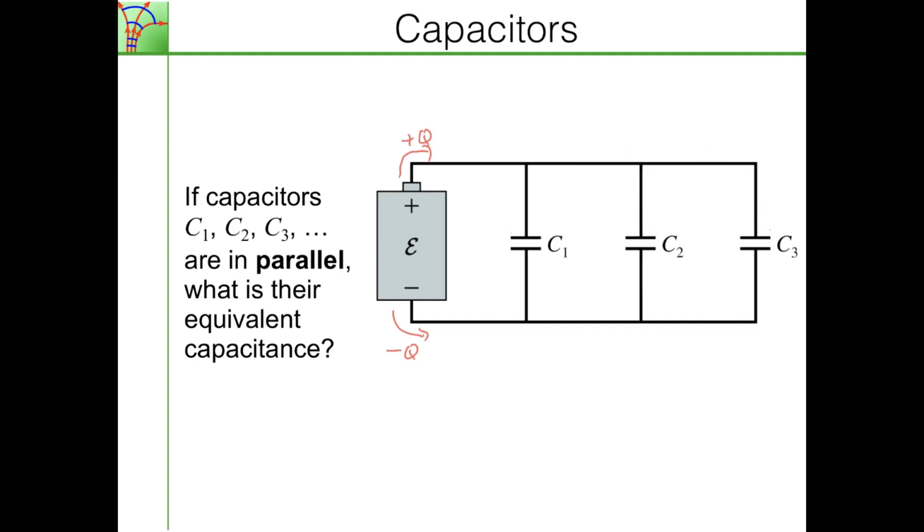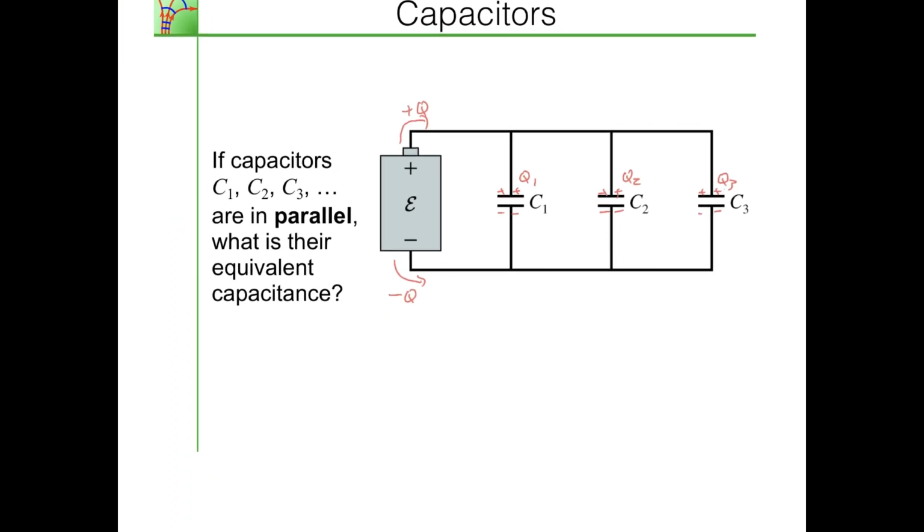So you're going to have positive charge on this side, plus Q1, and then minus Q1 on this side. This will become positively charged, this will become negatively charged, and there'll be Q2 on this one. This one will become positively charged, this one negatively charged, and it'll be Q3 on that one. So the charge comes out of the battery, and some of it goes onto each of the 3 capacitors.